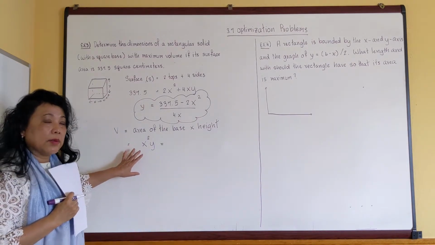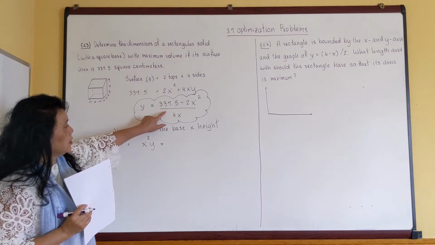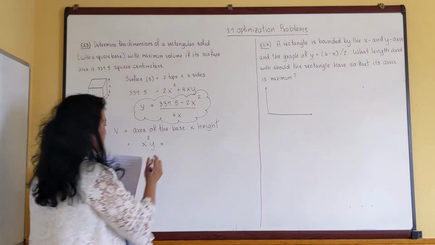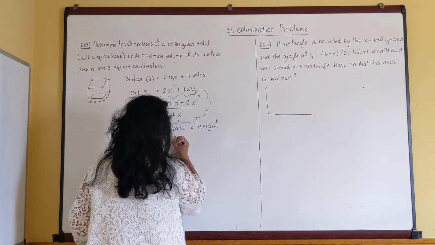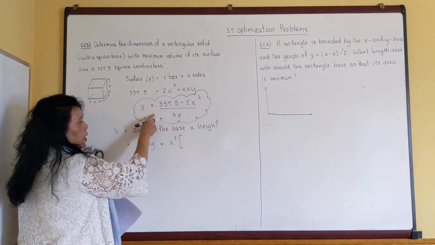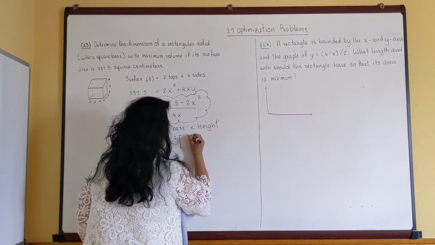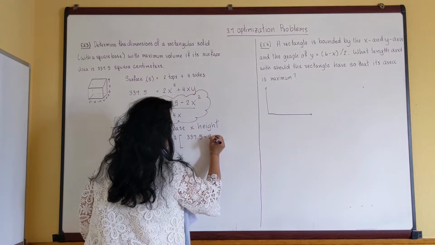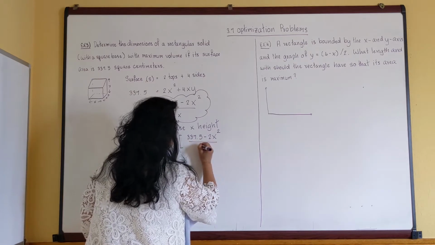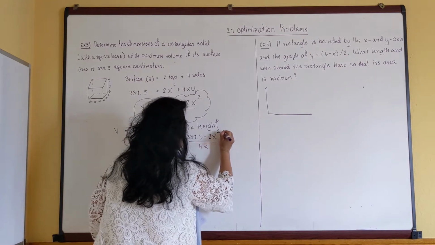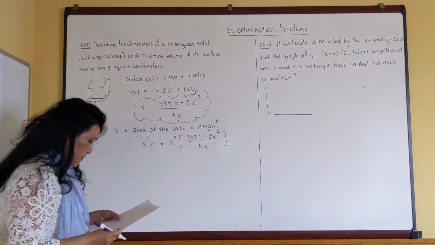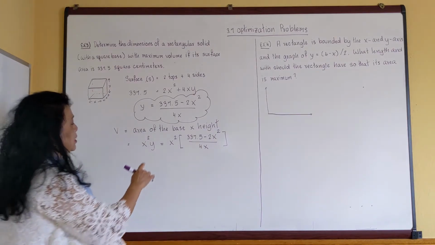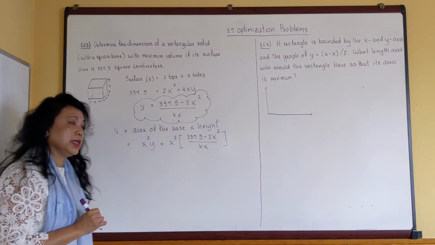I want to have two variables, so I want to substitute y with this whole thing here. Alright? So I'm going to have x squared, and instead of my y, I will have (337.5 minus 2x squared) over 4x. That's my y. Now I'm going to distribute the x in and simplify a little bit.